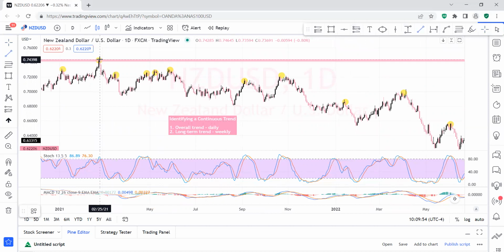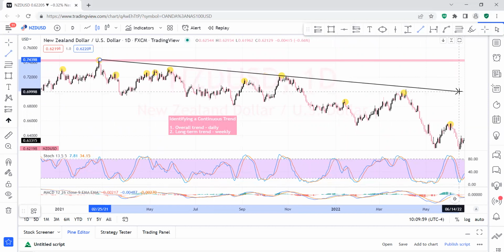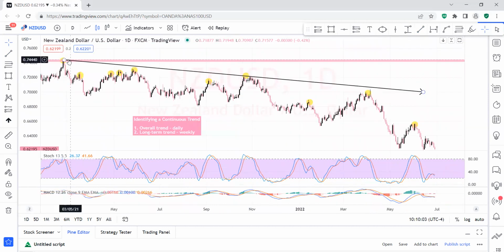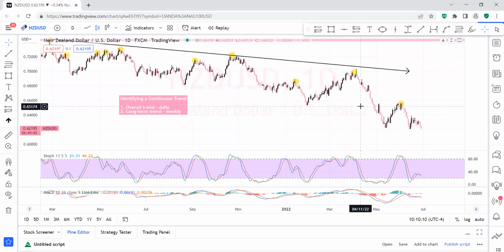Now, if you wanted to even go a step further with trend lines, you could just draw your trend line following from that point down, and then you'll see that your arrow is going down, your line is going down, price is going down.